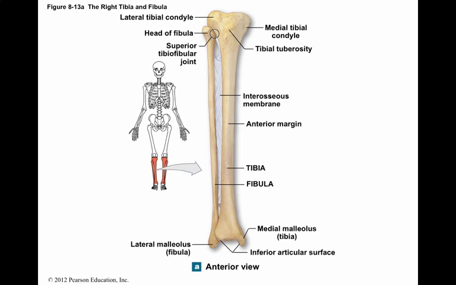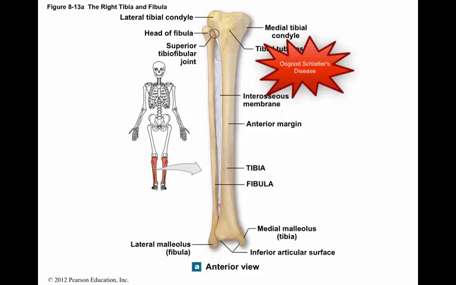This is an anterior view of the tibia. The tibia or shin bone is the large medial bone of the leg. The medial and lateral tibial condyles articulate with the medial and lateral condyles of the femur. The tibial tuberosity is a prominent rough projection on the anterior surface of the tibia just distal to the condyles. This is the area of tenderness that is found in the disorder Osgood-Schlatter disease.